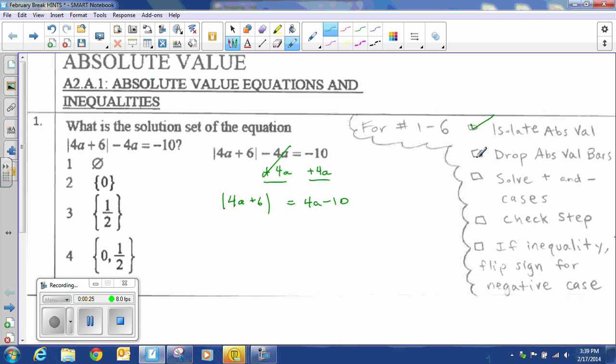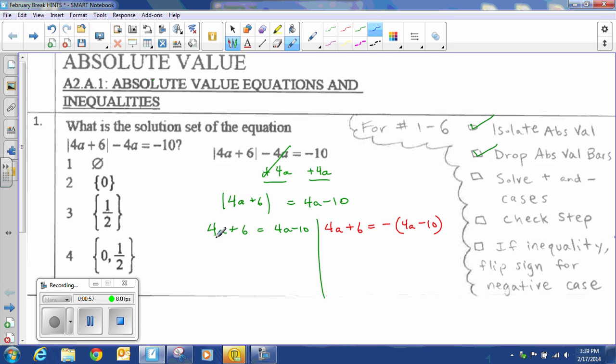Next step is to drop the absolute value bars and then solve the positive and negative cases. So here we're going to drop the absolute value bars. We have 4a plus 6 equals 4a minus 10. And the negative case we'll do in red. 4a plus 6 equals negative. Now since this whole quantity is negative, let's put it in parentheses. That way we won't forget to distribute the negative sign throughout.